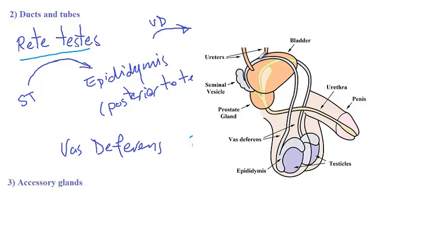Now, the combination of vas deferens with the seminal vesicles will lead to the formation of the ejaculatory duct. And then next we have the urethra, which serves both for ejaculation of the sperm and can also be used for urination.